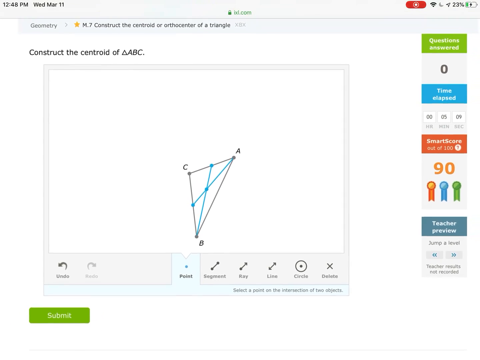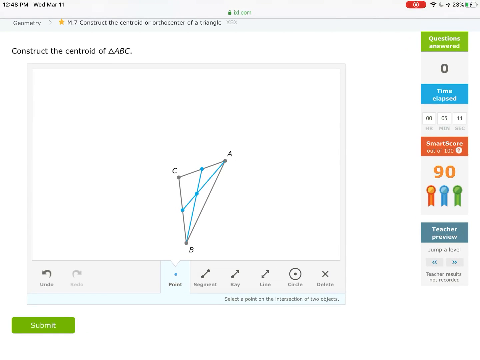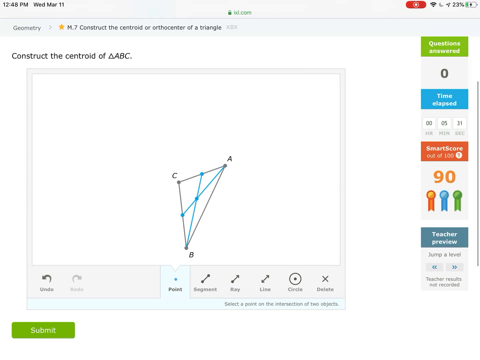Now the centroid actually has some physical meaning. That would actually be the point on the triangle that is the center of mass of the triangle. So if you balance the triangle on the tip of a pencil at that spot, theoretically it wouldn't fall down because it's perfectly balanced at that spot. That's actually a physical application of finding the centroid. Okay, so that's it for finding the centroid.